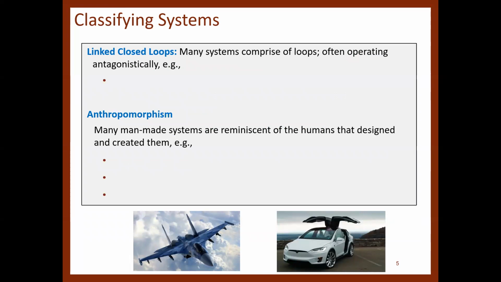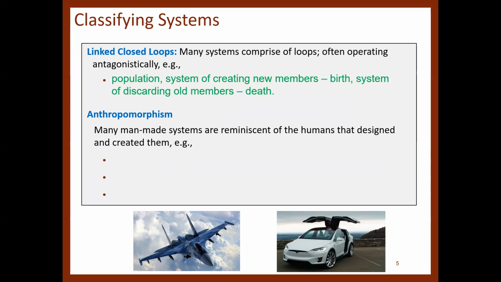They're classified also by linked closed loops. Many systems comprise loops, often operating antagonistically. For example, population: a system of creating new members by this social cycle, birth, and a system of discarding old members, the death.